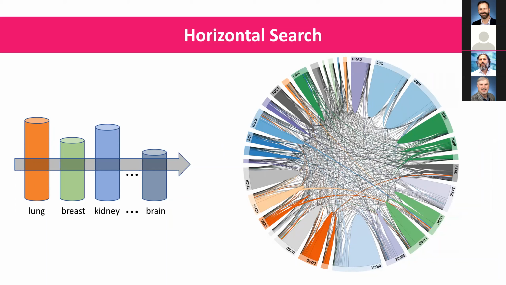We have no previous work to look at the chord diagram, the connections between different types of cancer. This is something classification techniques cannot do. This is something that is the domain of image search.